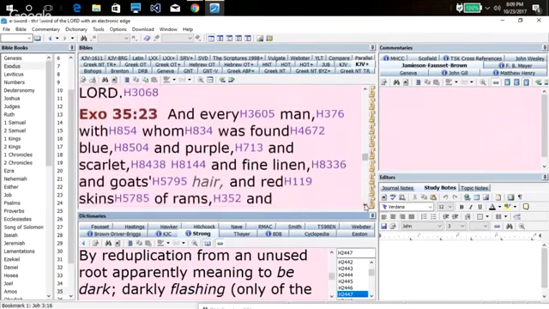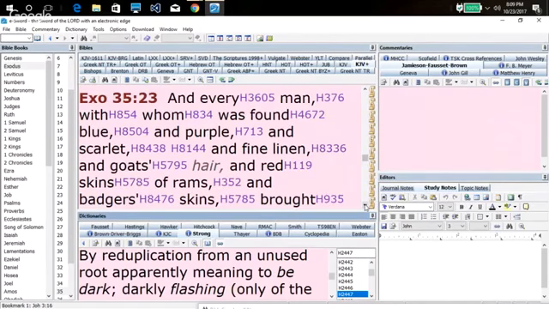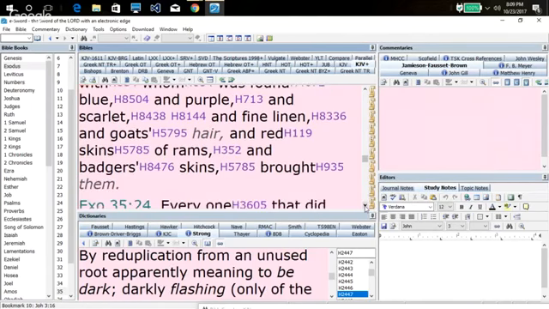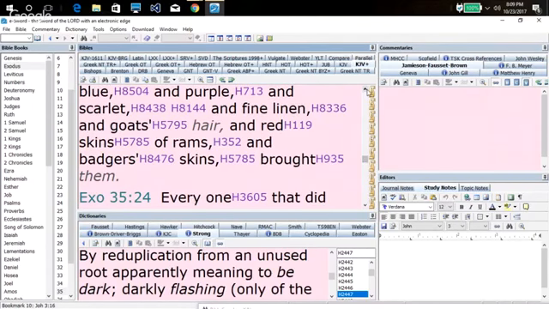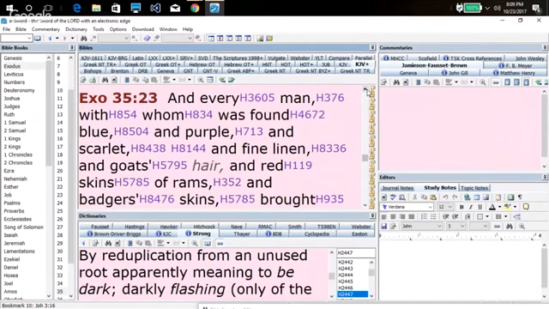Now let's look at this verse right here. Every man with whom was found blue. And this is the garments that we're talking about here, all right? The holy garments of service, of every man with whom was found blue and purple and scarlet. And we just talked about that scarlet, right? Go back to the same word. It says, and fine linen and goat's hair, and red skins of rams and badger skins brought them. So these were the holy clothing or the garments that were utilized in these services.